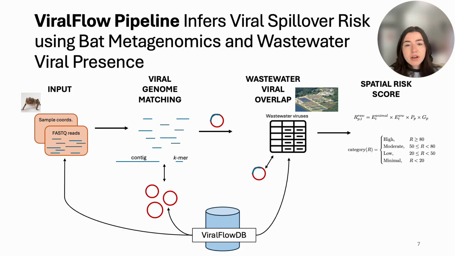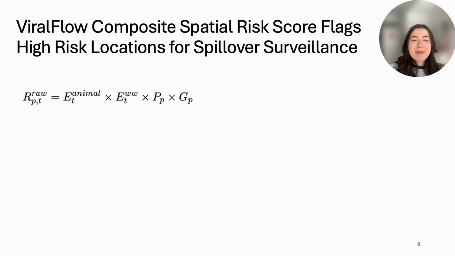And so sort of under the hood of ViralFlow as well, there's a database that supports all of these data usage cases. But more importantly, what I want to talk about is the interpretation of the spatial risk score and how it's computed, because this really is going to flag locations that should be further surveilled for spillover events, and where we imagine public health officials interacting with ViralFlow the most.